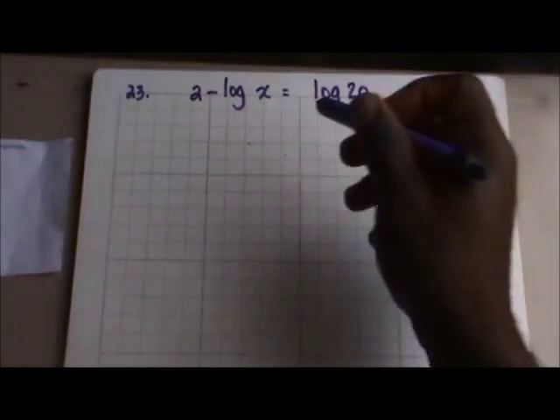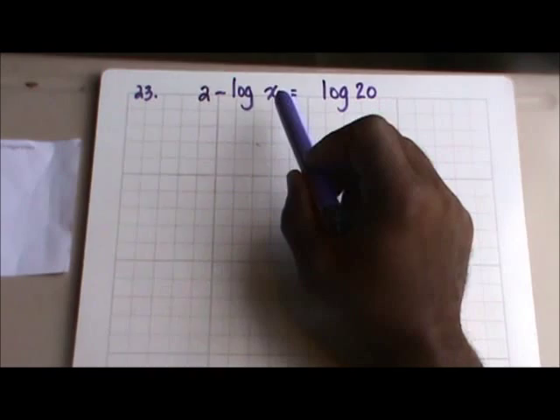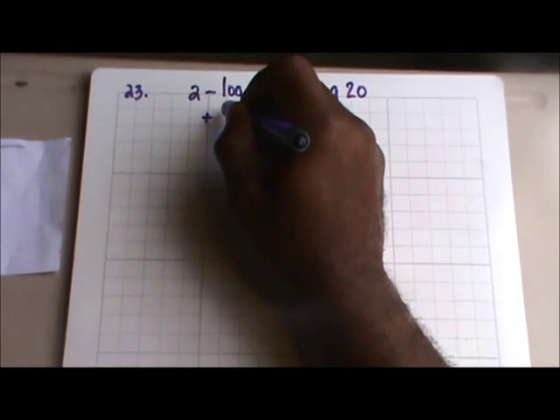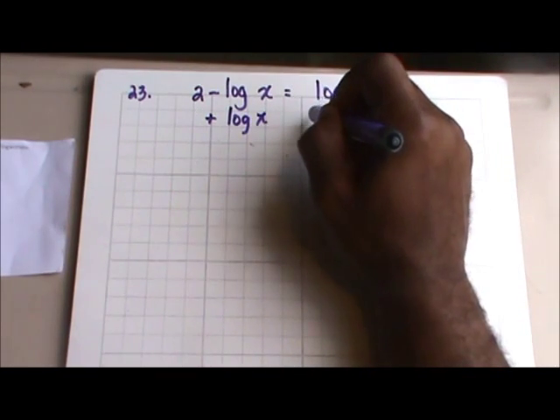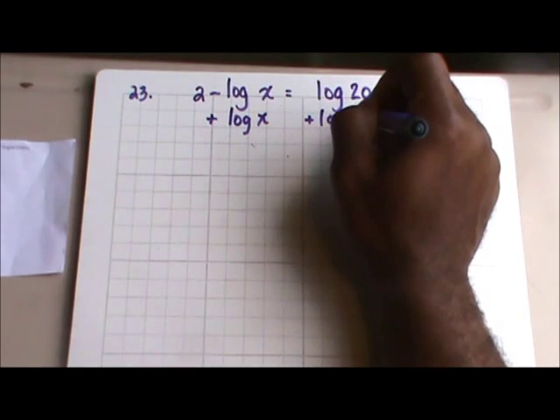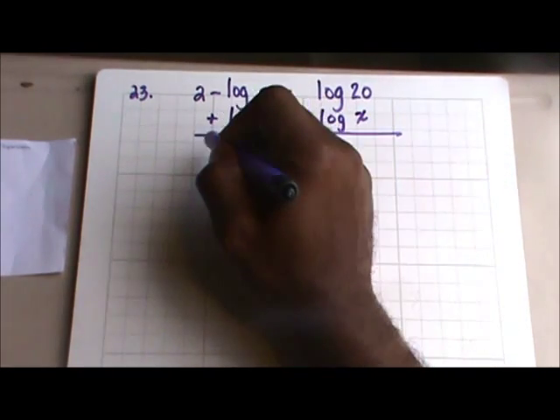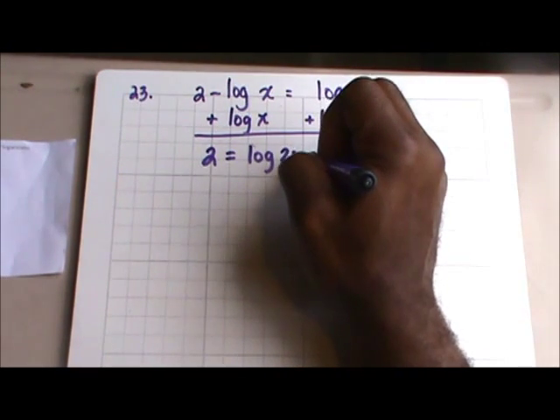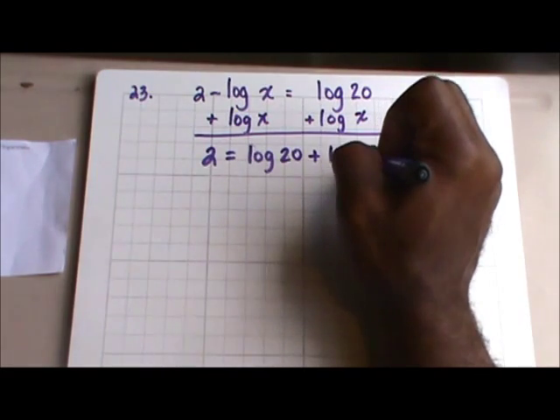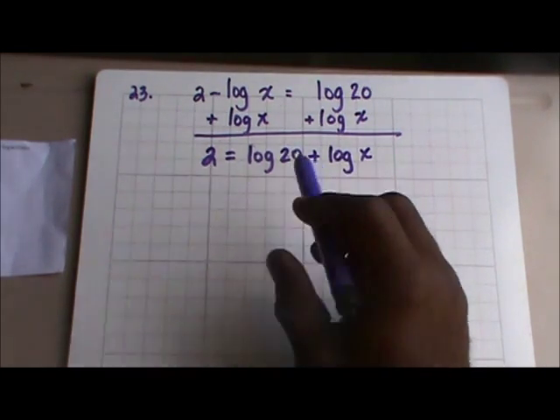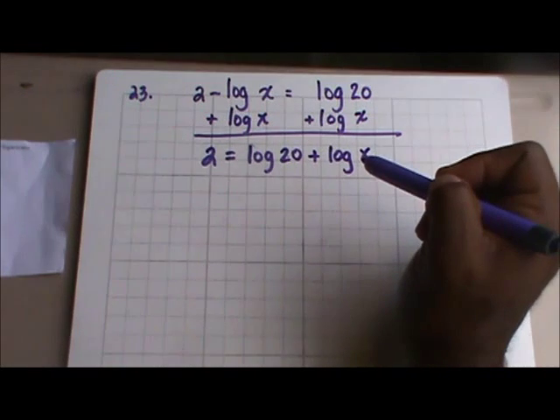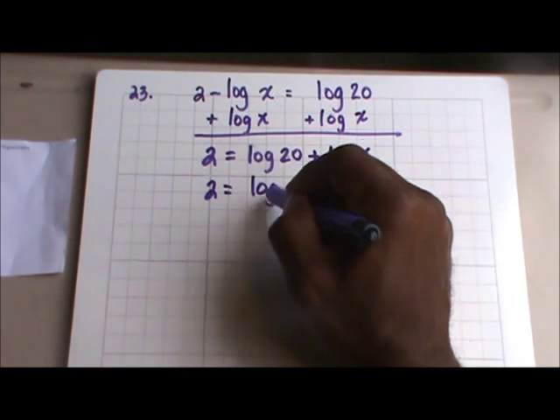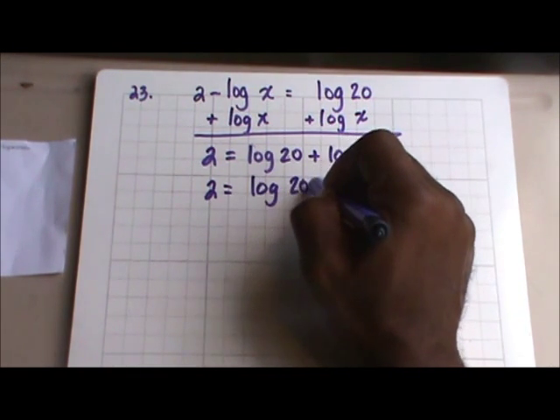Number 23. We're solving for x. The first thing we want to do for this problem is get our logs on one side. So I'm going to start by adding log x to both sides. That's going to give us 2 is equal to log 20 plus log x. Now from here we have a plus, so we're going to condense this: 2 is equal to log 20x.